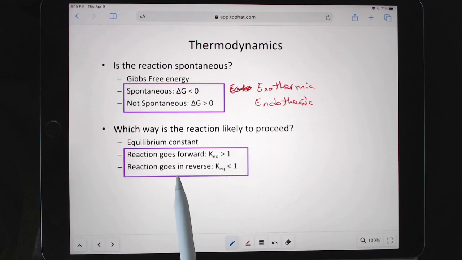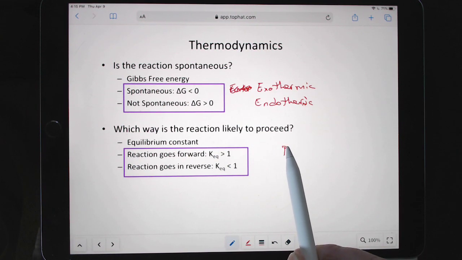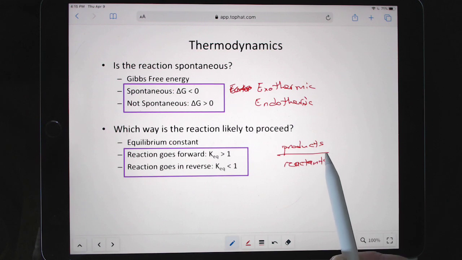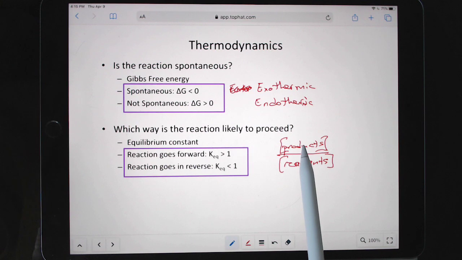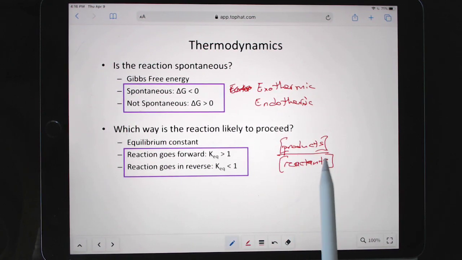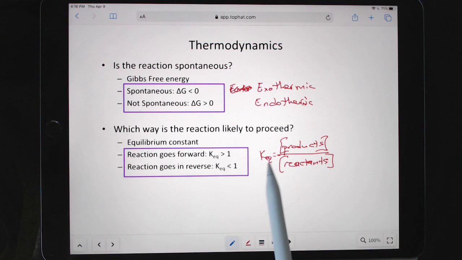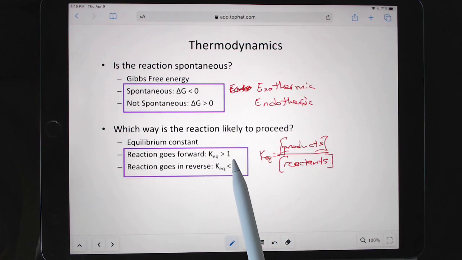Now, if you're looking at the equilibrium, remember, it's products over reactants. You're not going to have to do any actual calculation. But if you have a big number of products, a big numerator, and a small denominator, that means that KEQ, the equilibrium constant, is going to be big.